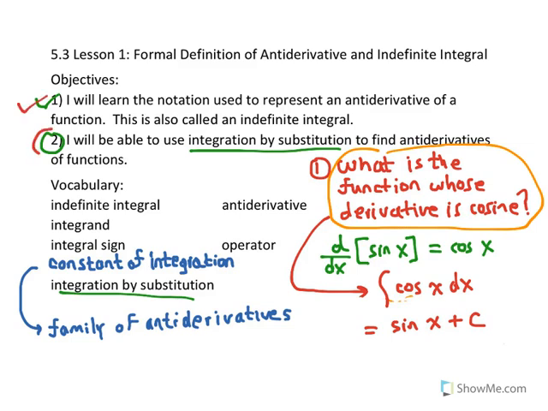So today we learned two objectives, and we looked at some examples for the second objective. We looked at several examples for how to do integration by substitution to find antiderivatives of functions.